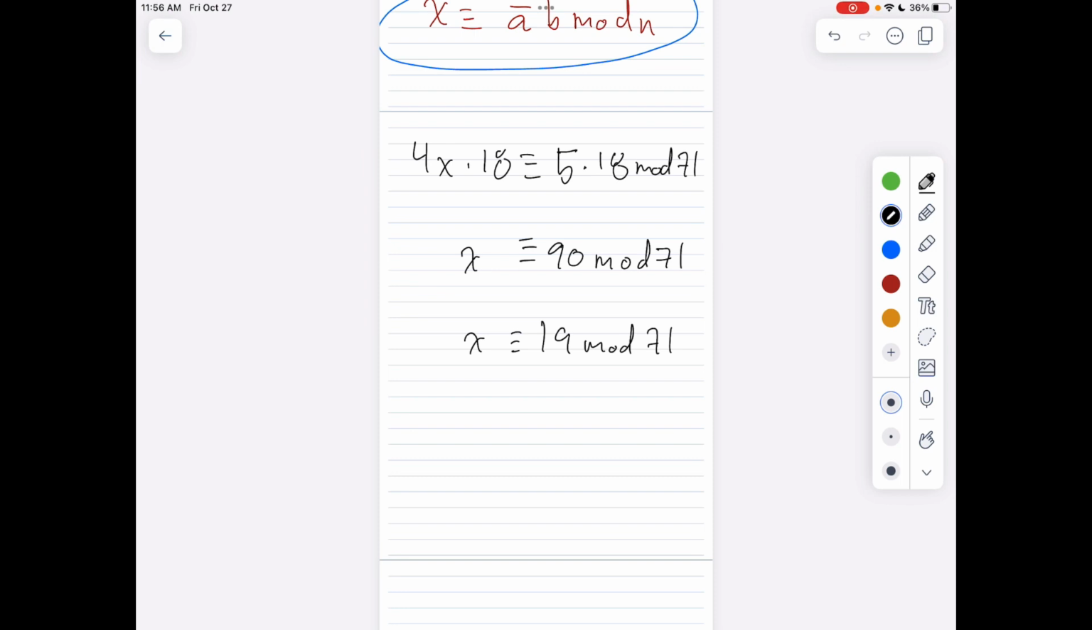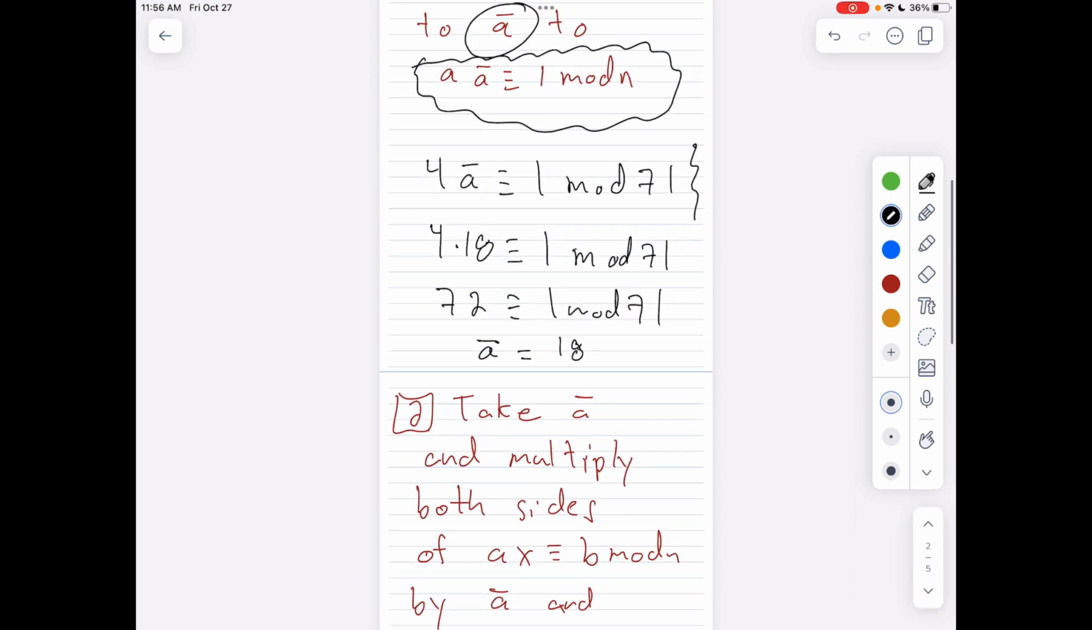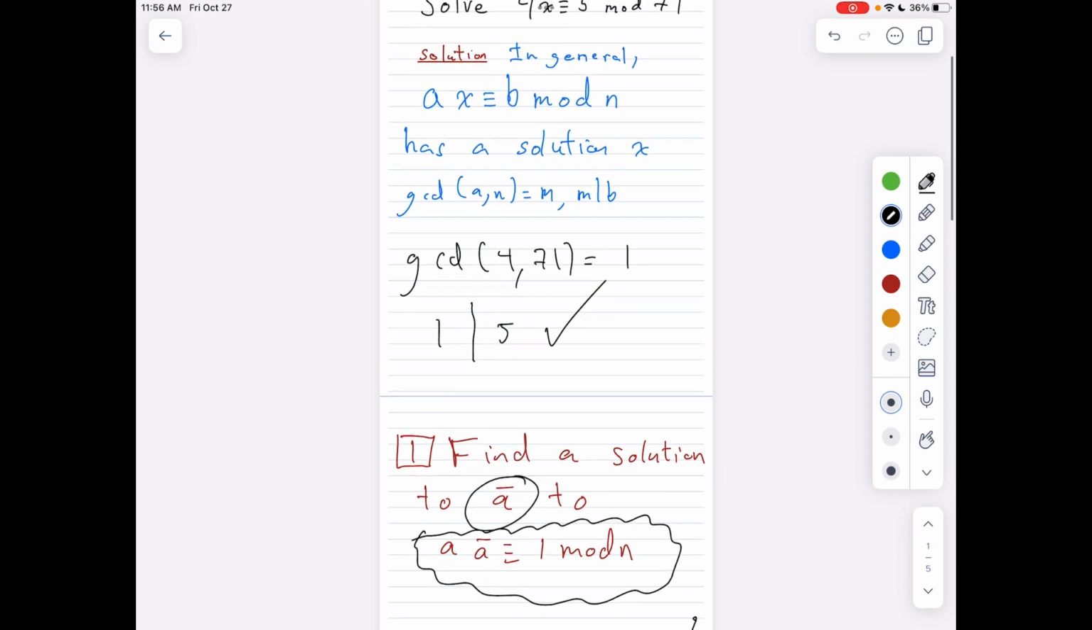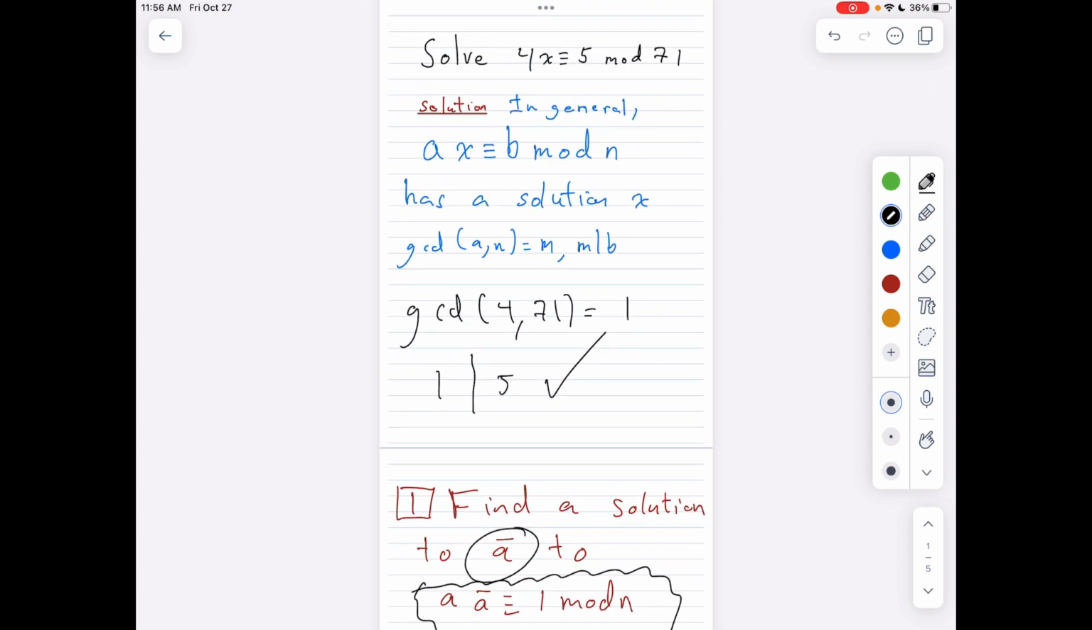Any integer that is congruent to 19 mod 71 is an answer. So you have an infinite number of answers. However, we have uniqueness up to 19 mod 71, okay? So that is how you solve a congruence of this type, a linear congruence, and I hope this helped. Thank you for your time.